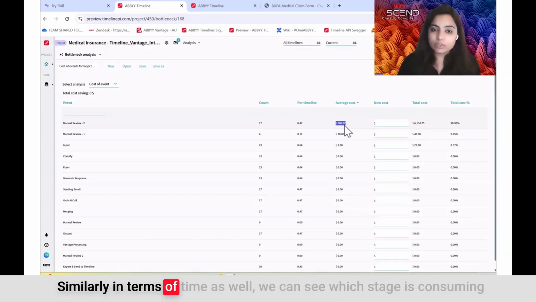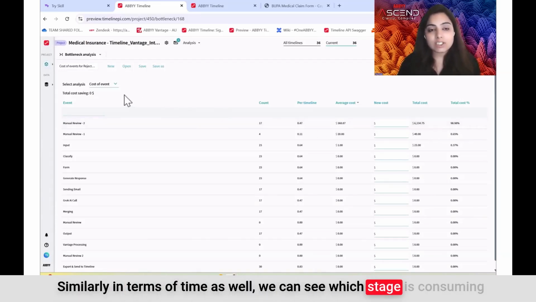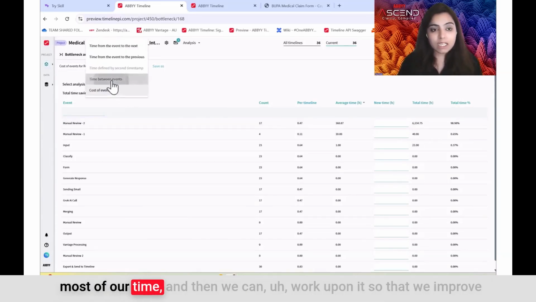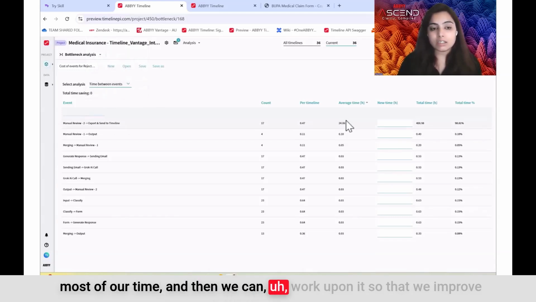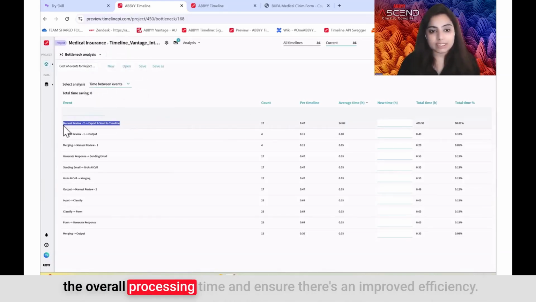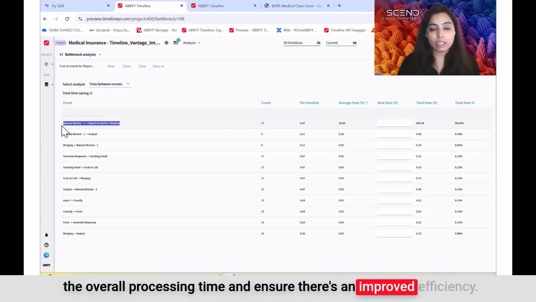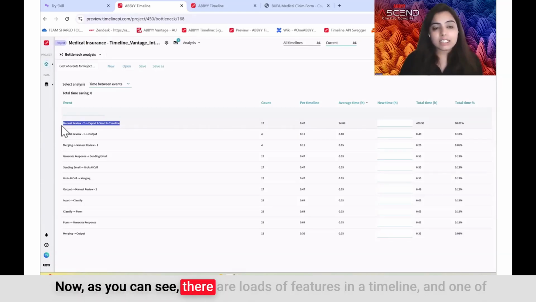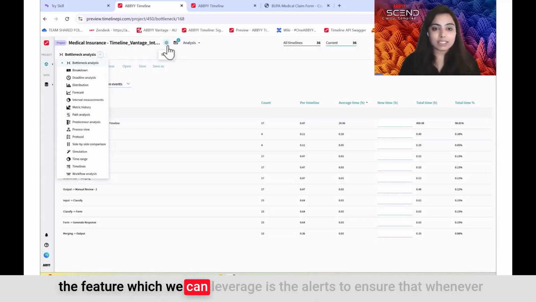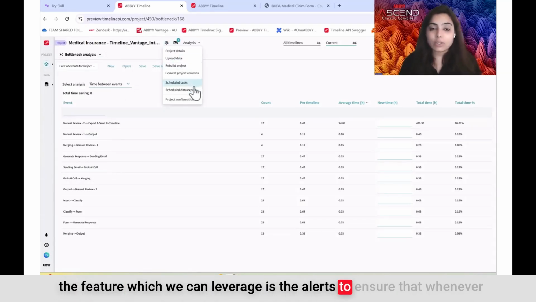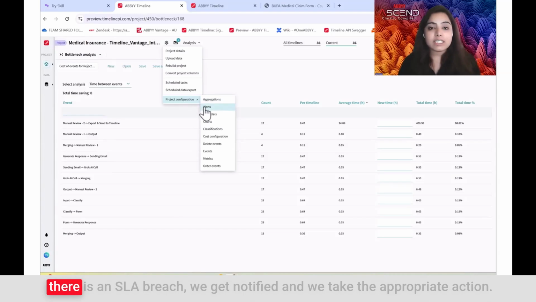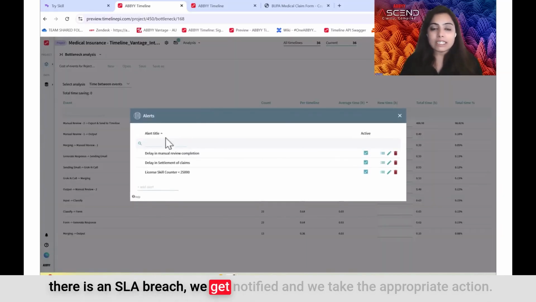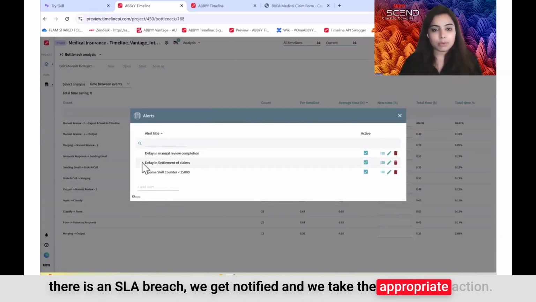Similarly, in terms of time as well, we can see which stage is consuming most of our time, and then we can work on it so that we improve the overall processing time and ensure improved efficiency. Now, as you can see, there are loads of features in ABBYY Timeline, and one of the features which we can leverage is alerts, to ensure that whenever there is an SLA breach, we get notified and we take the appropriate action.